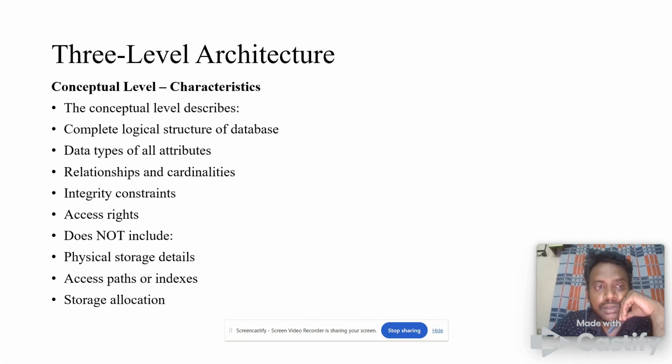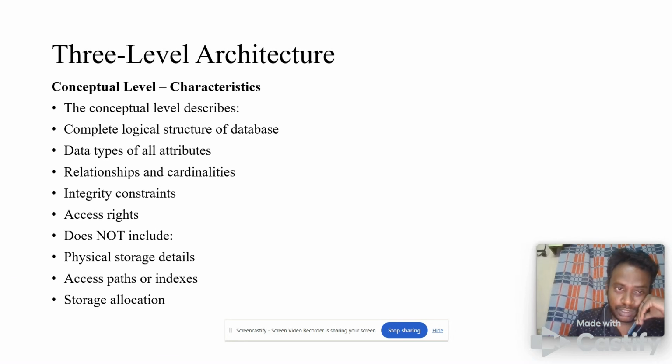What are the basic characteristics of the conceptual level? The conceptual level describes a general architecture, that means the logical structure of a database and the types of attributes. It also represents the relationships, in what way all the data is related to each other. What does it not include? Storage information and the access locations or access path is one, and another one is storage allocation. These are not included in the conceptual level. It represents only the logical structure of a database and the relationships and their cardinalities between the entities.